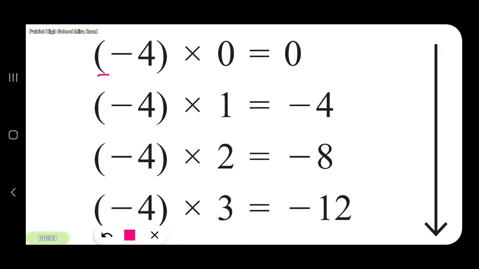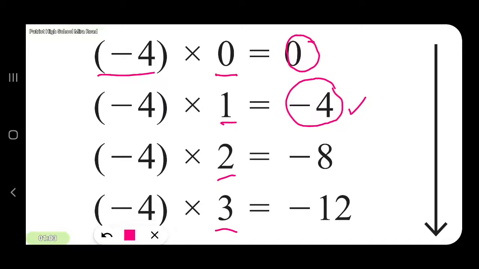Here 4 is the negative quantity, minus 4, and this is the multiplier. Here it is 0, 1, 2, 3. The multiplier is increasing by 1. Every time we increase the multiplier by 1, the product decreases. It is not increasing, it is decreasing. From 0 it has gone to minus 4, which is smaller than 0.